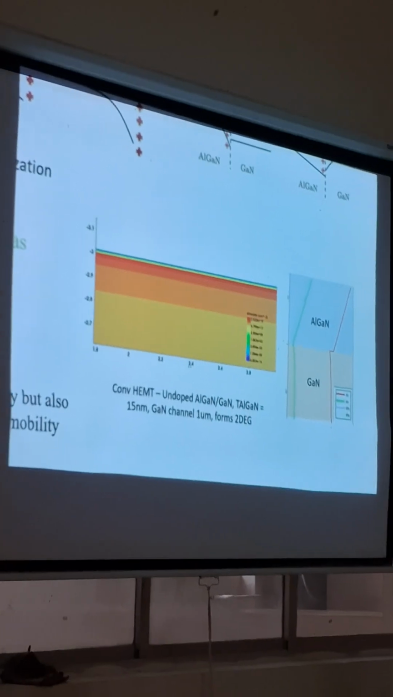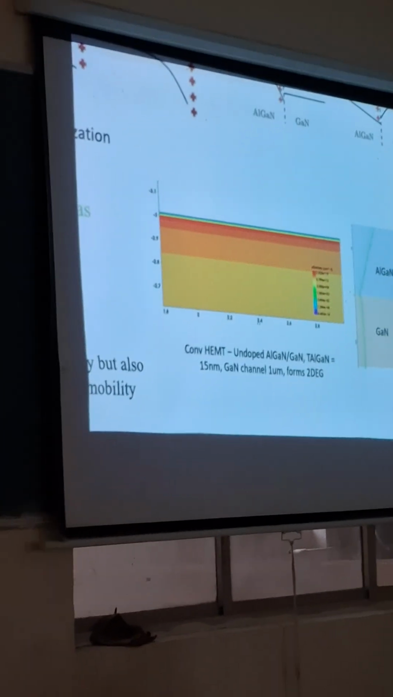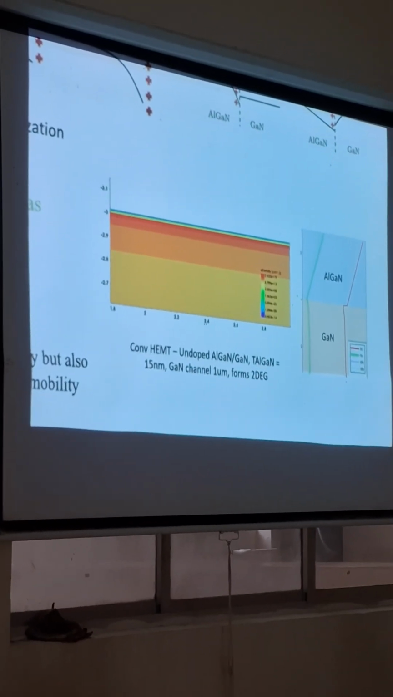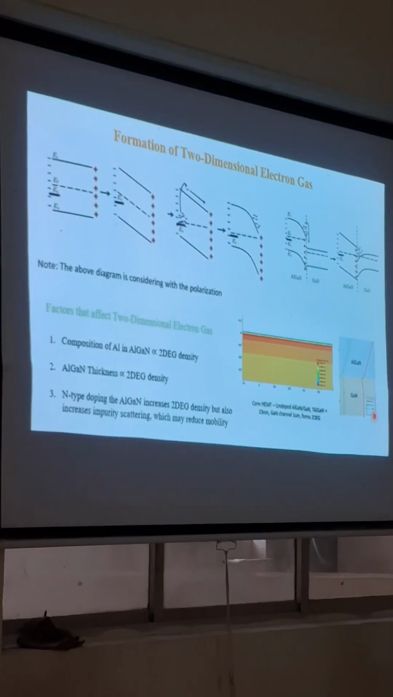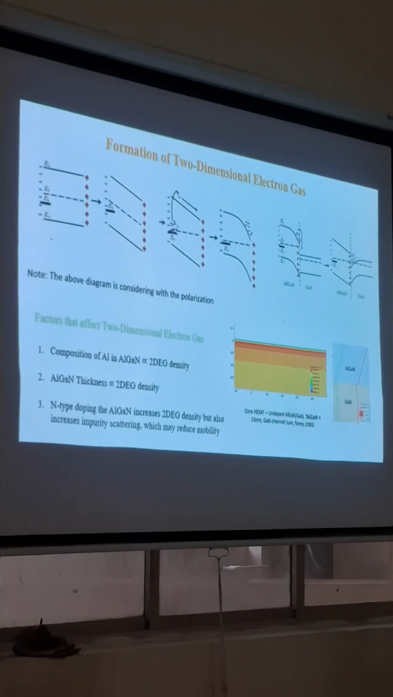So here you can see this is the AlGaN, and this is the two-dimensional. This is the Fermi level, this is the conduction band, and this is the valence band. The two-dimensional electron gas will be here. The electrons get accumulated in this area.